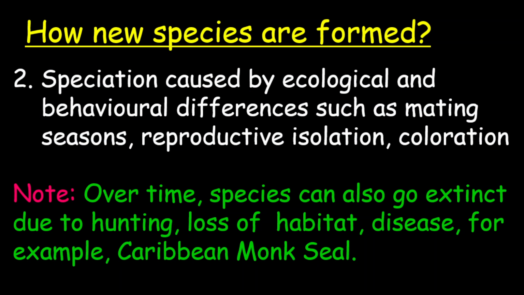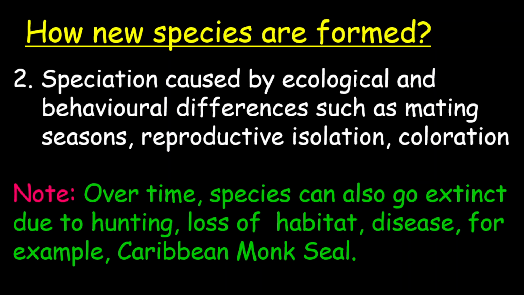The next thing we need to know here is how new species are formed, a continuation from what we just looked at. The first method we looked at was separation by physical land or geographic barriers. The next one is ecological and behavioral differences. Besides separating by physical means, we can also be in the same space, but because of differences in behavior or ecology, what we may have is different species.